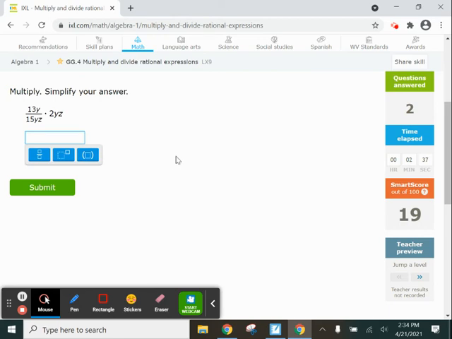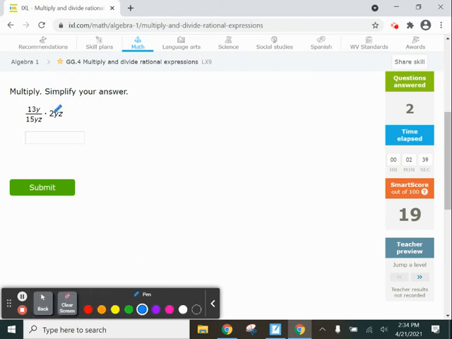This one is where we get into actually having to reduce things. So I'm going to go ahead and put a 1 underneath that. You have 13y over 15yz times 2yz. This is where you can actually go through and start crossing things out. You can reduce top to bottom. So like I have a y here and a y here, so I can reduce those.